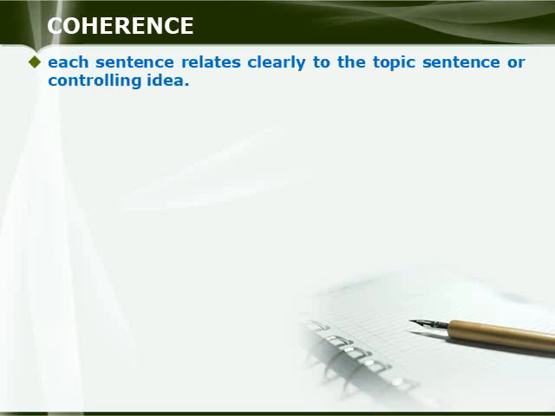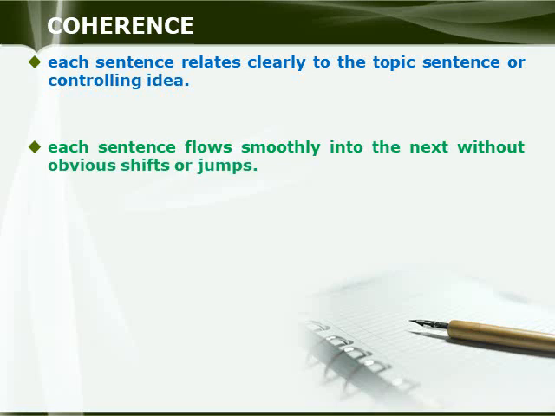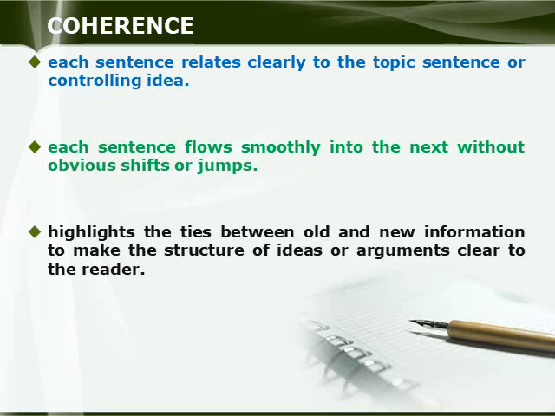So now we move to discuss coherence. In a coherent paragraph, each sentence relates closely to the topic sentence or controlling idea. But there is more to coherence than this. If a paragraph is coherent, each sentence flows smoothly into the next without obvious shifts or jumps. A coherent paragraph also highlights the ties between old and new information to make the structure of ideas or arguments clear to the reader.